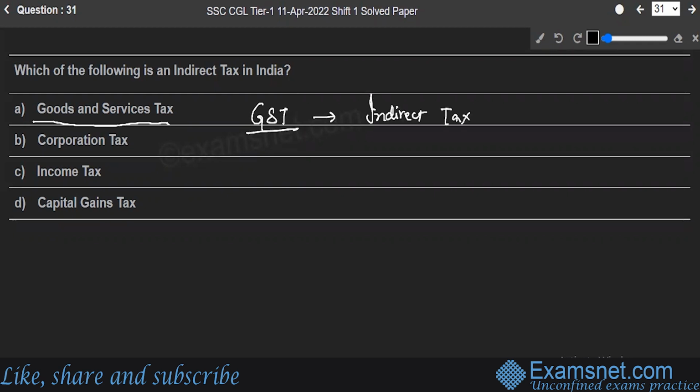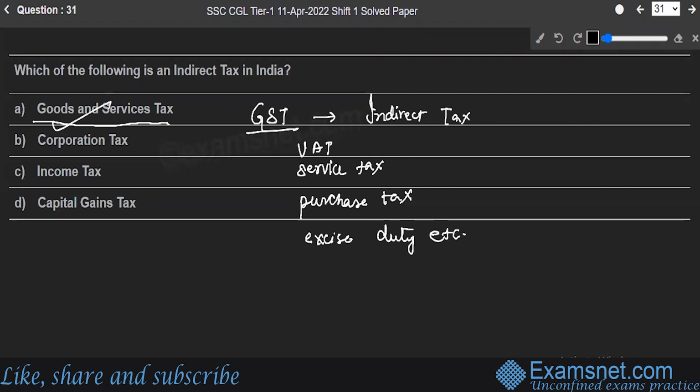that is implemented to replace a variety of other indirect taxes such as VAT, service tax, purchase tax, excise duty, etc. It's a tax applied in India on the supply of certain goods and services. GST is a multi-stage, all-encompassing tax system that applies to the sale of goods and services. The fundamental goal of this taxing scheme, which is applicable throughout India, is to reduce the cascading effect of other indirect taxes.